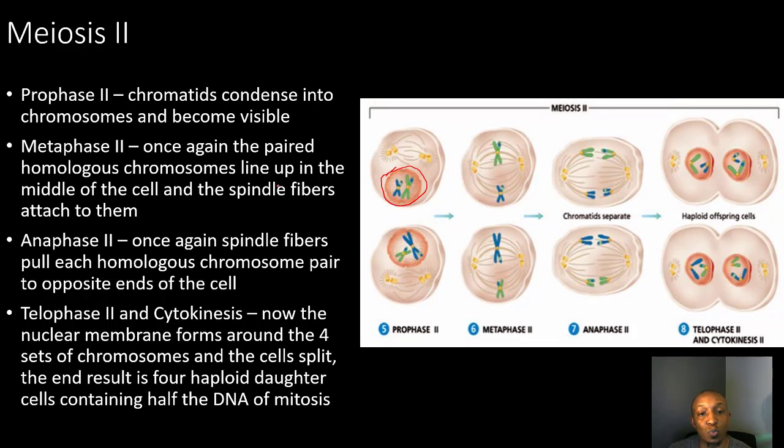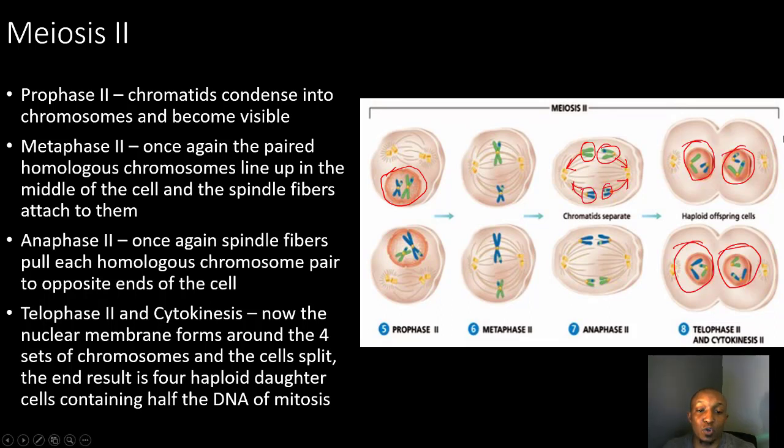And then metaphase 2, once again the paired homologous chromosomes line up in the middle of the cell and the spindle fibers attach to them. So here they are lined up in the middle of the cell, and then here are those spindle fibers attaching to them. And then in anaphase 2, once again spindle fibers pull each homologous chromosome pair to opposite ends of the cell. So same thing that happened in anaphase 1, they're getting pulled to opposite ends of the cell.